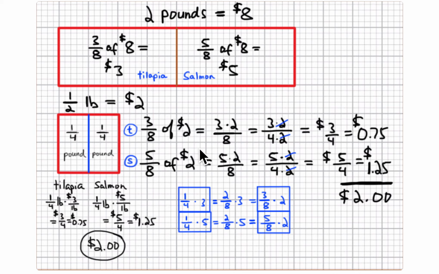So these two ways of looking at the problem have to match. You have to be able to move from one to the other. So 1/4 of 5 is the same as 2/8 of 5. 1/4 is the same as 2/8. And rearrange this as 5/8 of 2. So these two have to match. These two have to match.